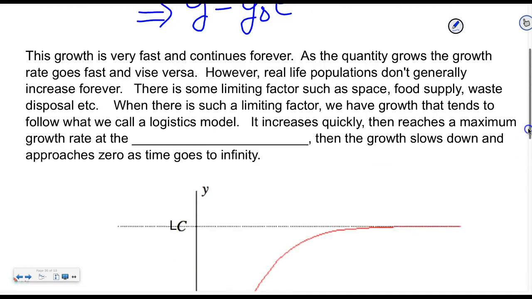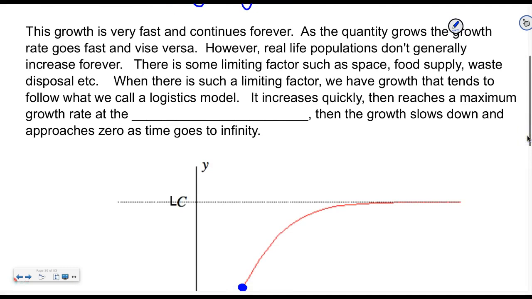Now, back up to here. It says that point right there is actually the inflection point of the graph. So you're going to see me later doing some stuff with a second derivative because I'm going to want to know where that point is. So, right, inflection point.